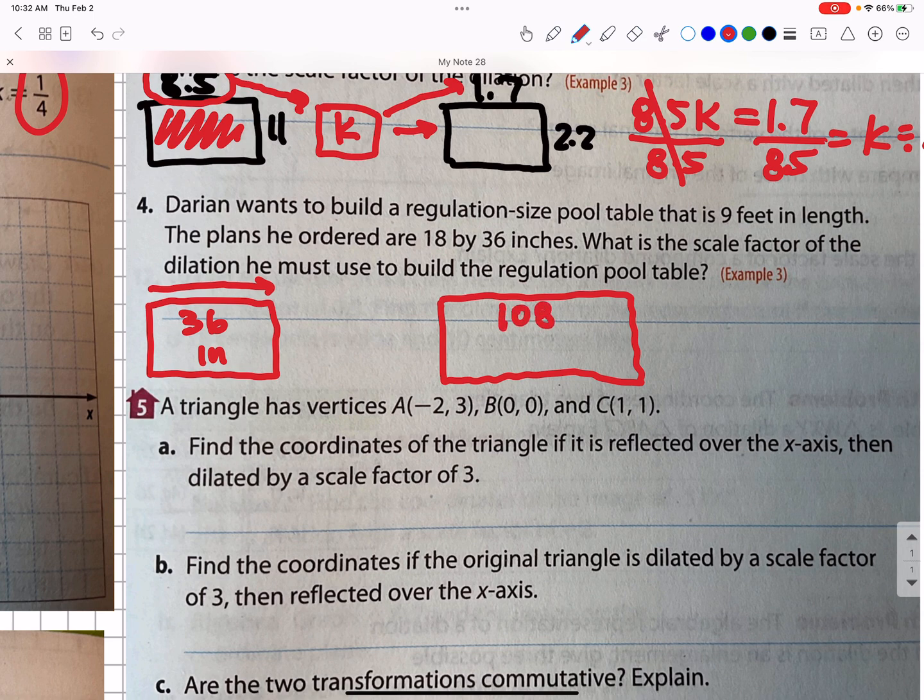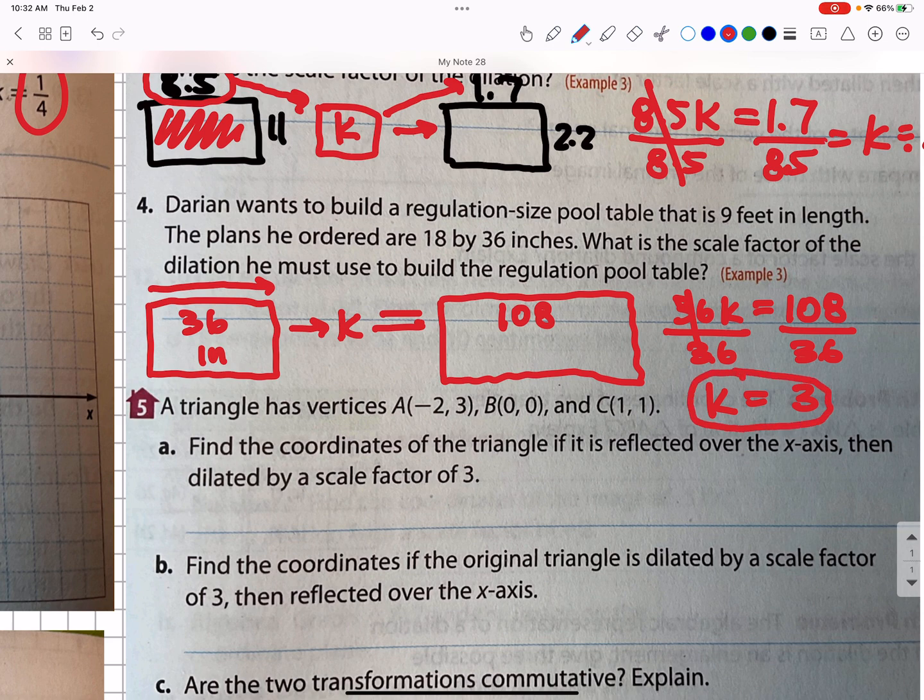So we have to multiply our plans by something to grow it up to 108. So 36 times something grows us up to real life. So we divide by 36, and it turns out our real life needs to be 3 times bigger than our plans.